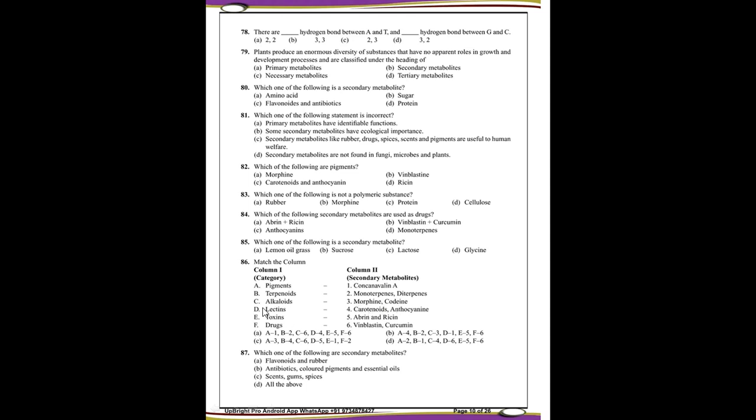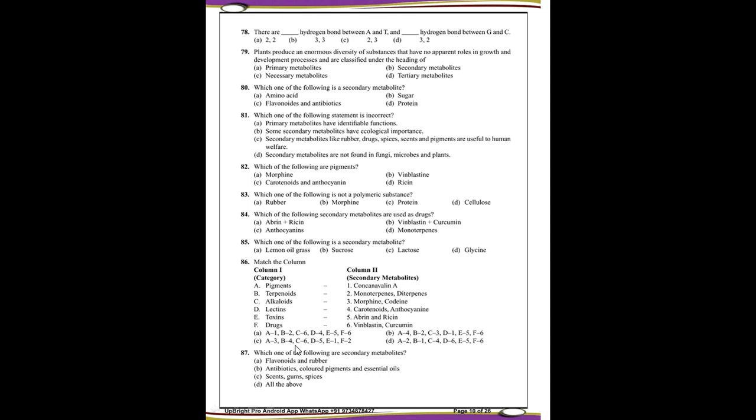You have lectins, D to 1. Okay, so concanavalin is a lectin. Then E is to 5. Abrin and ricin are also toxins. And vinblastine and curcumin are used in drugs. The answer is B for question 86.